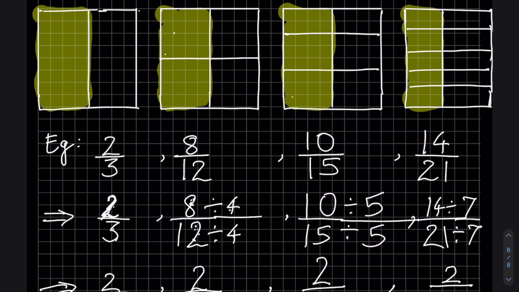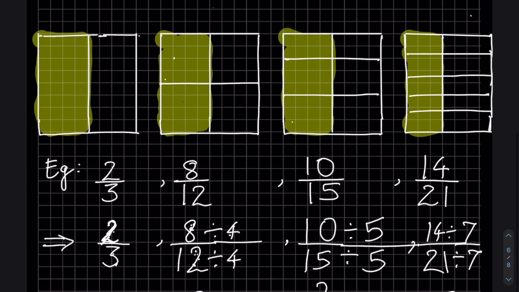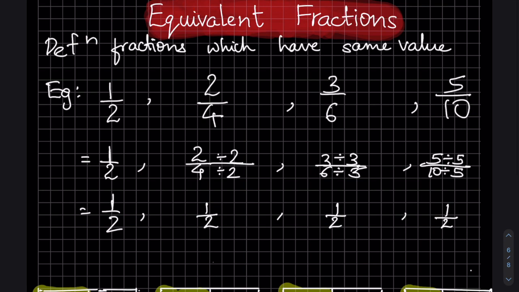So here we get again that these fractions look different, but ultimately they all have the same value, 2 by 3, 2 by 3, 2 by 3 and 2 by 3. So these fractions are equivalent fractions.